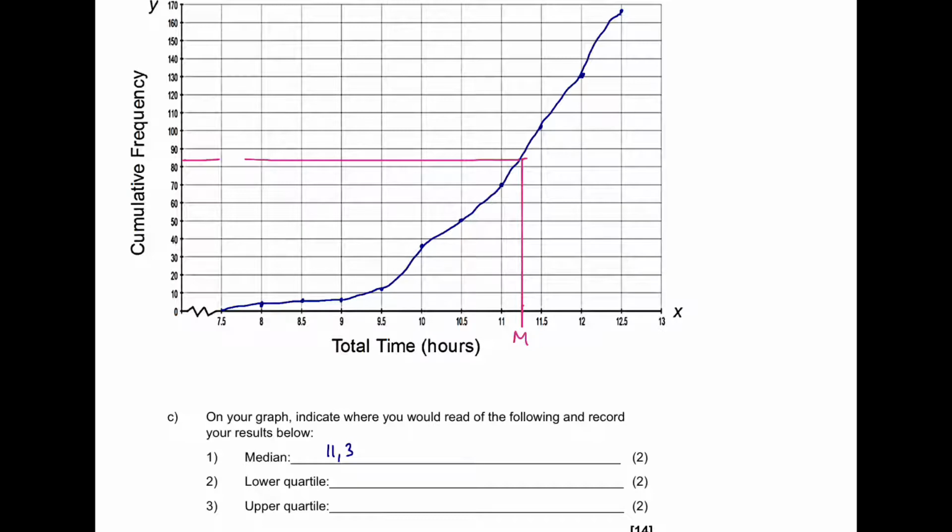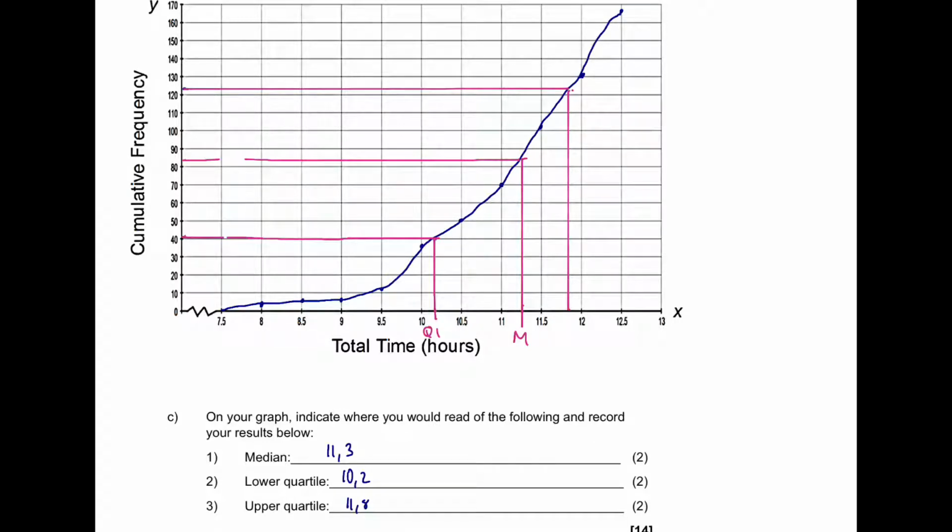Then for the lower quartile, we're looking at around 41.5. Excuse my line. So we go across to the graph, and we read down to the x-axis, and I'd say that that is at around 10.2. Right, for the upper quartile, we're looking at around 124.5. So we go from the y-axis all the way to the graph, and then read down on the x-axis, and I'd say that's around 11.8.